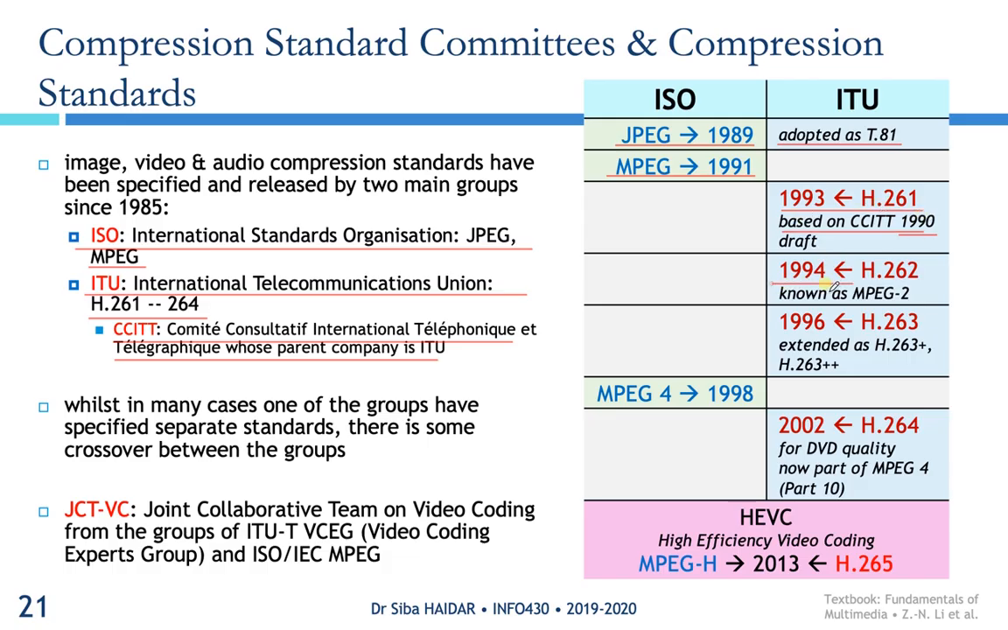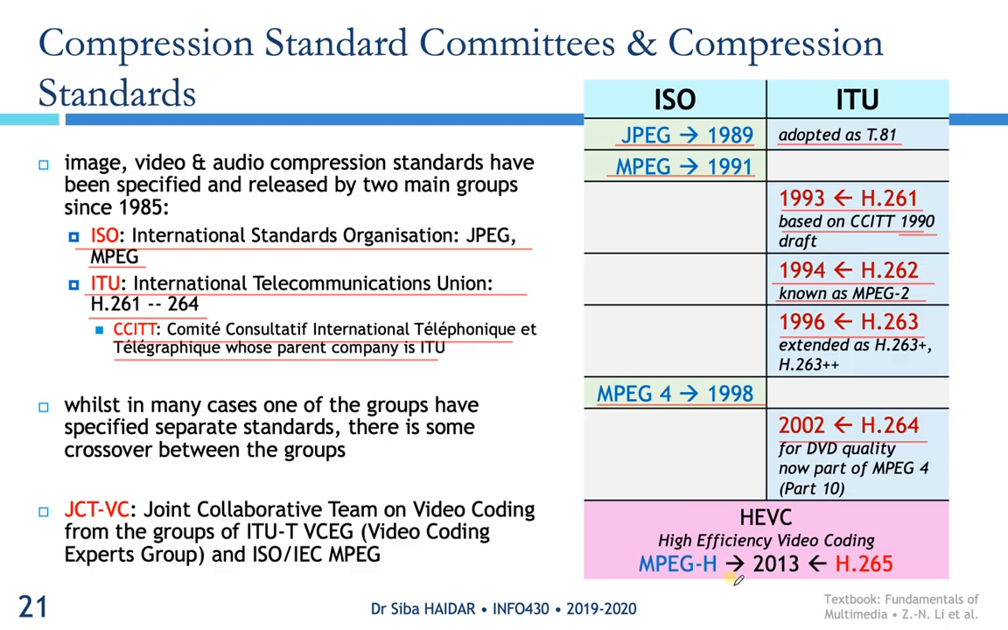Then you had the H.262, known as the MPEG-2. And then in 1996, you had the H.263 extended as H.263 plus, H.263 plus plus. The ISO standard committee did not sleep meanwhile. In 1998, it released the MPEG-4, and then the MPEG-7, of course, in 2001. Meanwhile, the ITU also released the H.264. That was for DVD quality. It is now part of the MPEG-4.